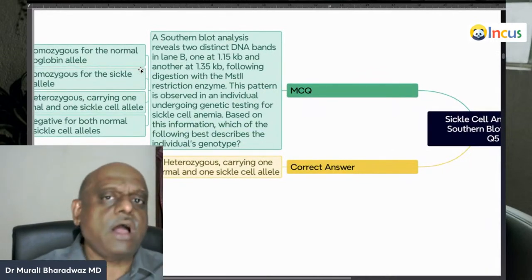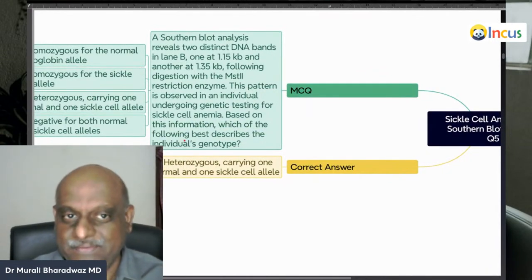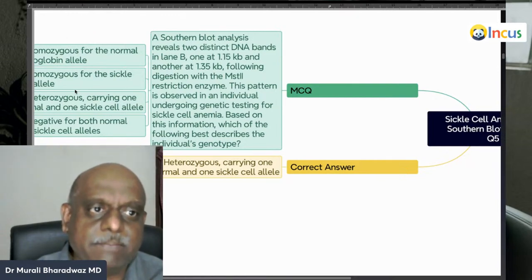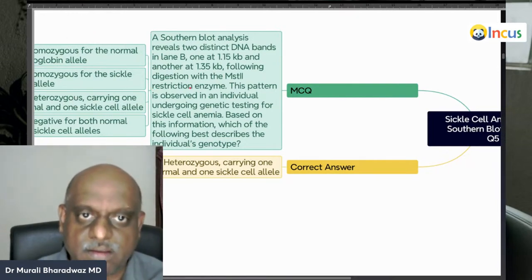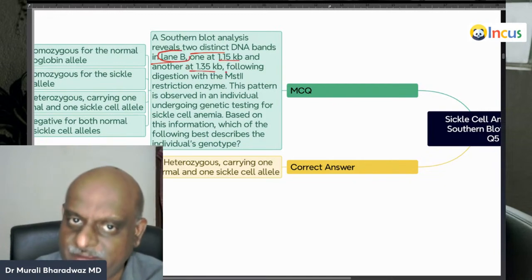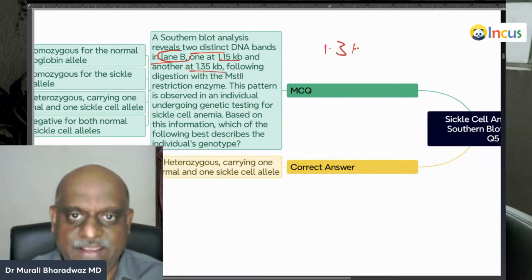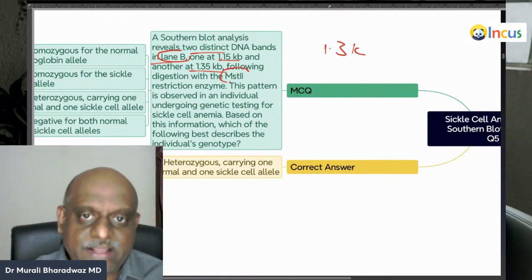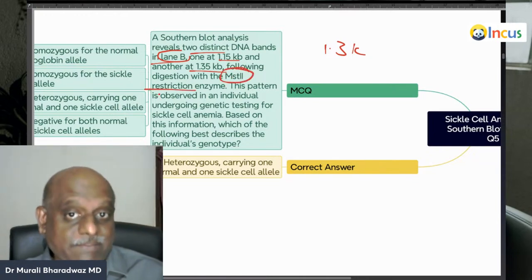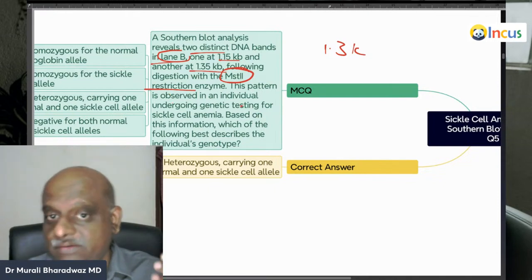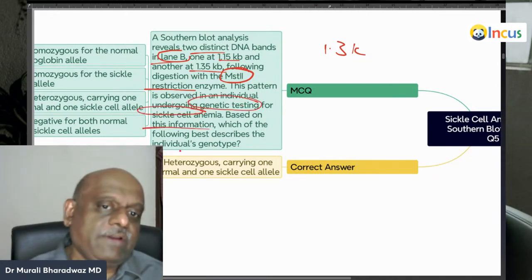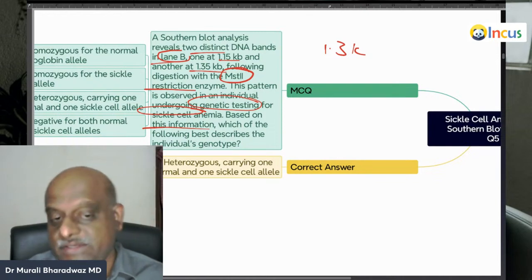A Southern blot analysis was done. It reveals two distinct bands of DNA in lane B, one at 1.15 kb, the other at 1.35 kb, following digestion with the MstII restriction enzyme. This is observed while undergoing genetic testing. So based on this information, what would you call this?